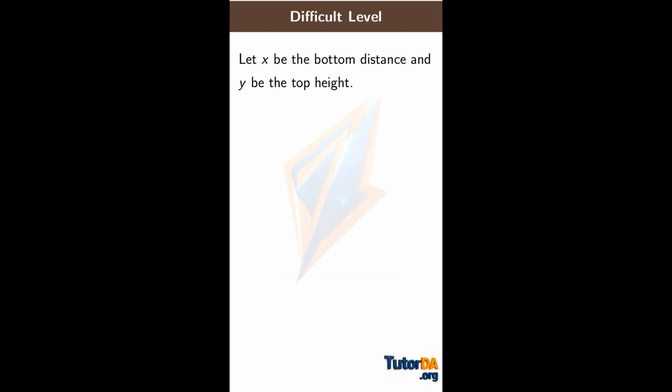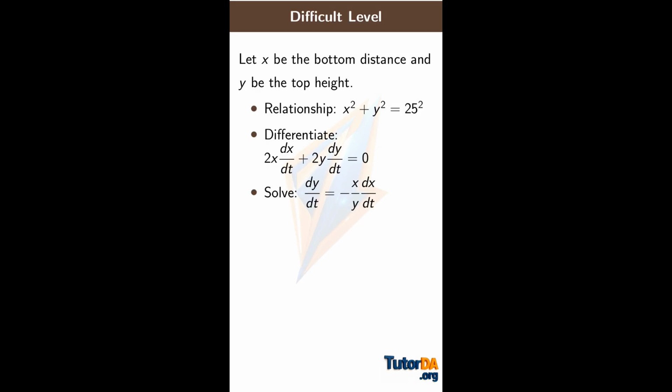Let x be the bottom distance and y be the top height. Relationship: x squared plus y squared equals 25 squared. Differentiate: 2x dx over dt plus 2y dy over dt equals 0. Solve: dy over dt equals minus x over y times dx over dt.